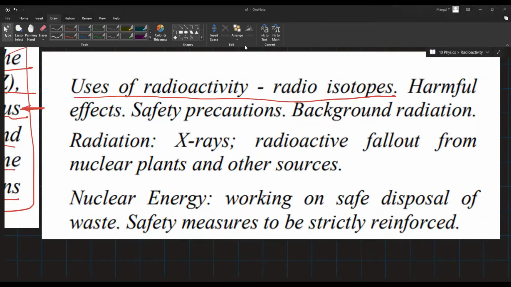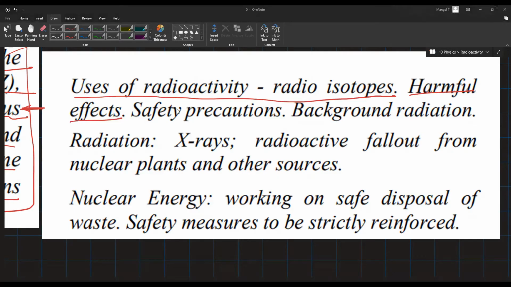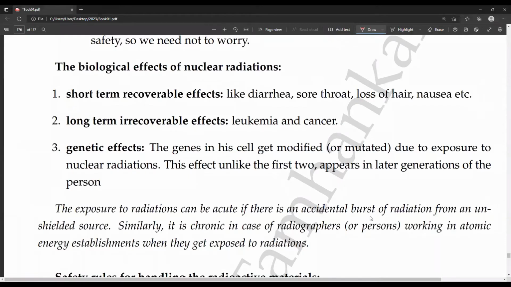Thank you. Okay, so the next part of this chapter is harmful effects of radioactive substances. Now, in harmful effects, you have to understand that the biological effects can be short-term recoverable, okay, like diarrhea, sore throat, loss of hair, nausea. So the people who are working in a nuclear power plant or where nuclear substances are handled, they can face such effects, okay. There are long-term irrecoverable effects like leukemia, cancer.